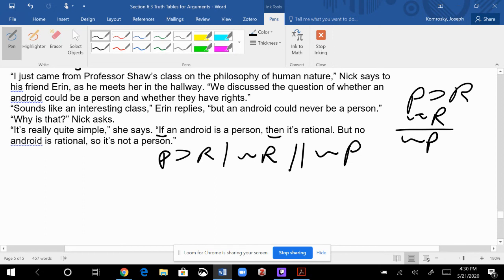We know from chapter 1 that that's what? Anybody recognize that form from chapter 1? If P then R, not R, therefore not P. Modus tollens. This is my favorite argument form ever.